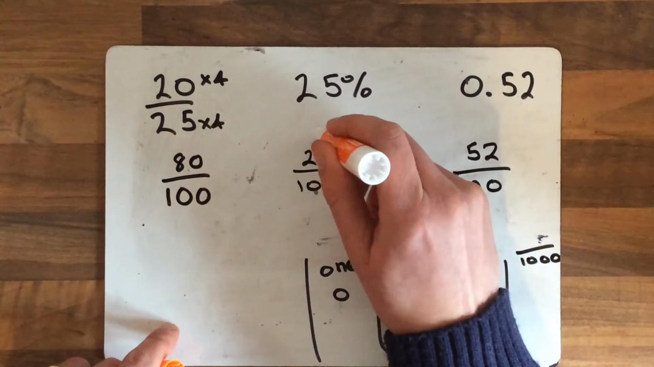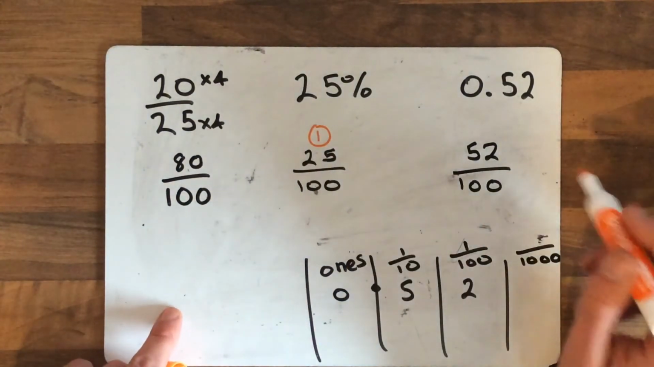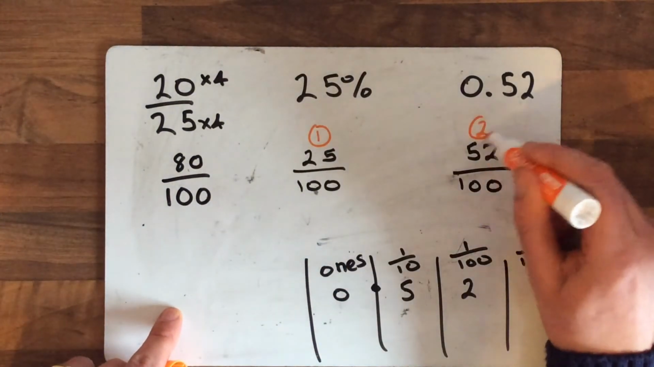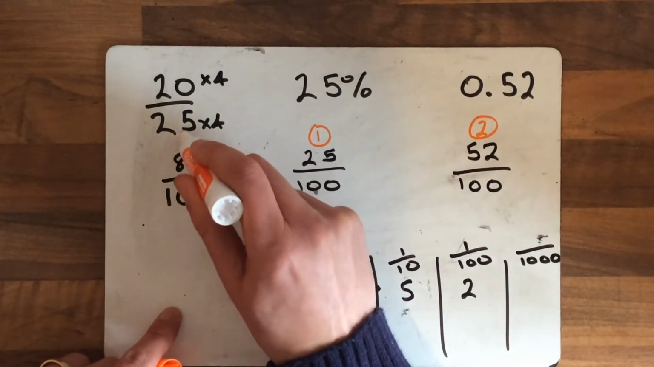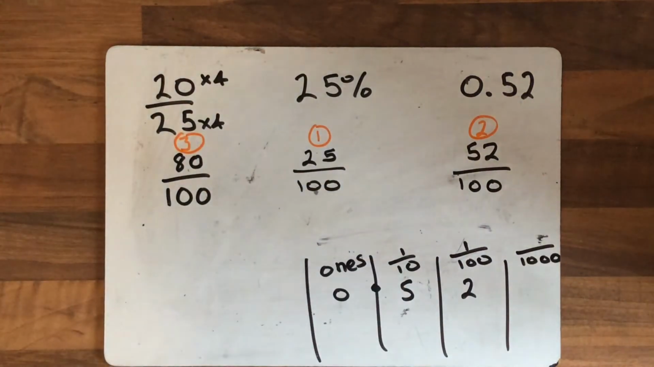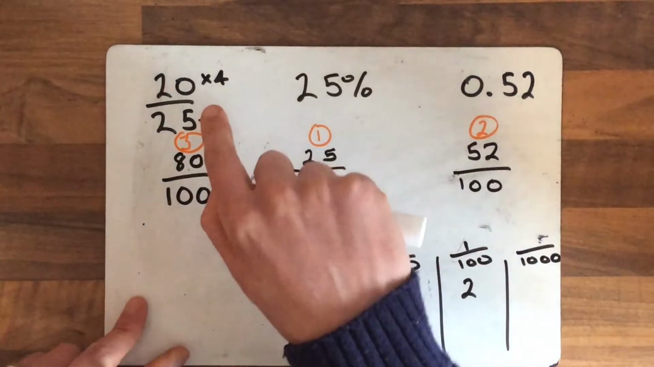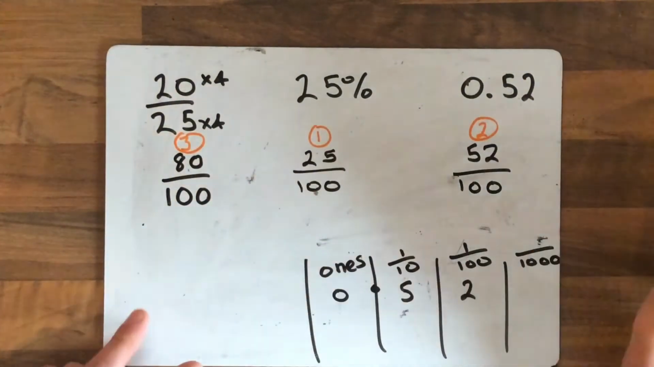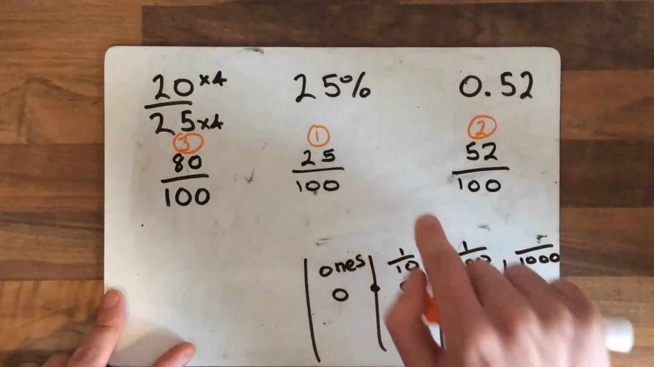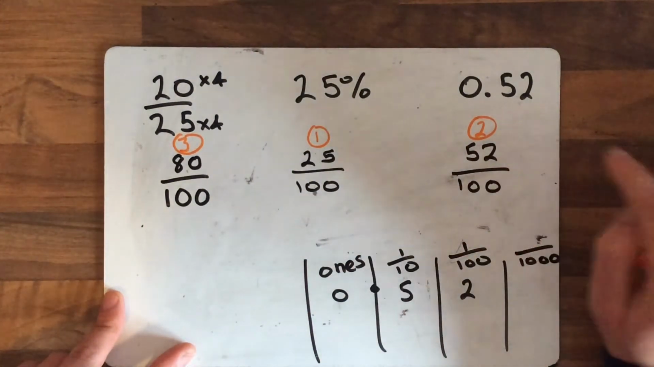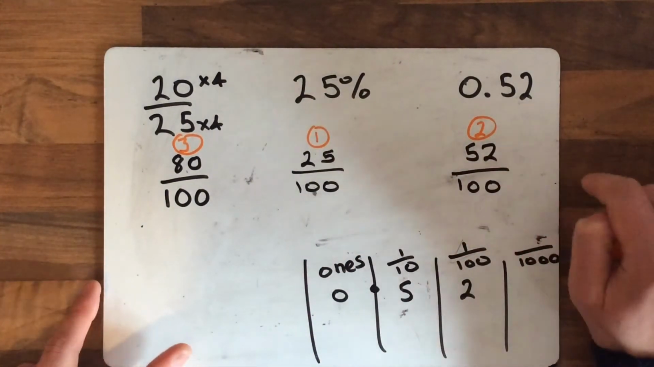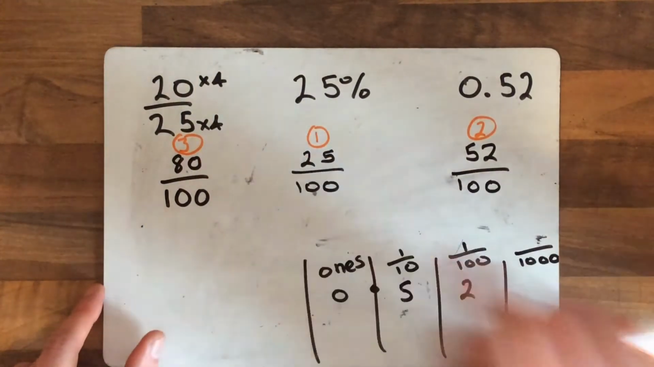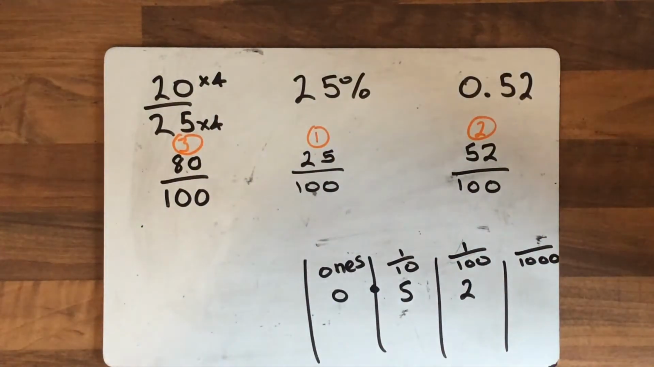Well, it's clearly 25, so that is the smallest. Which one is the next smallest? It's 52. 80 is the largest. So going back to this original question, comparing 20 over 25, 25% and 0.52, you can see 25% is the smallest, 0.52, just over half, is the next one, and then the largest one is 20 over 25.